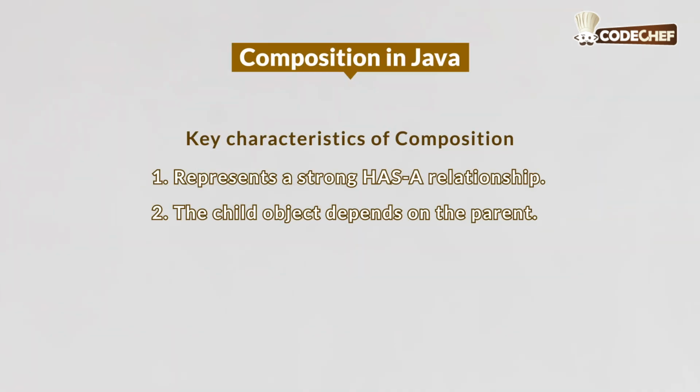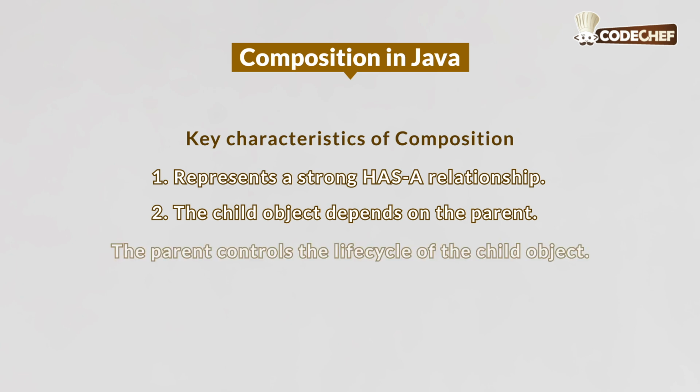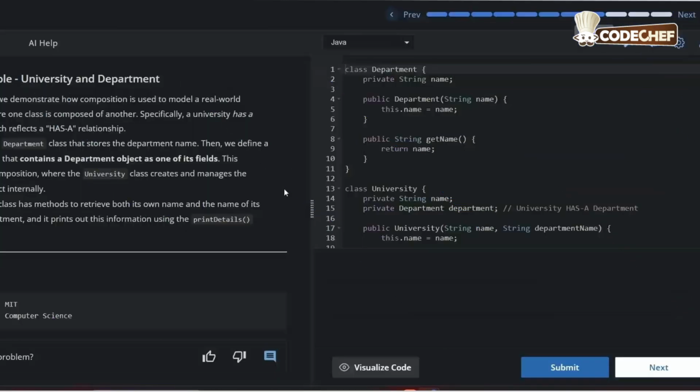The key characteristics of composition are it represents a strong has-a relationship and the child object depends on the parent. The parent controls the life cycle of the object. Now here let's look at an example. We will create a department class, a university class that contains a department, but this time the university will create the department internally. So now let's look at the code.